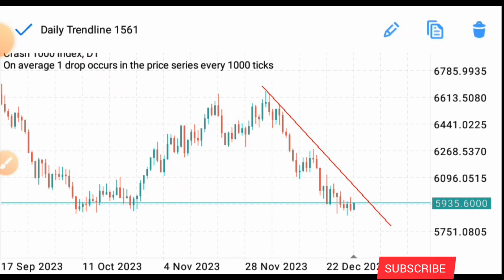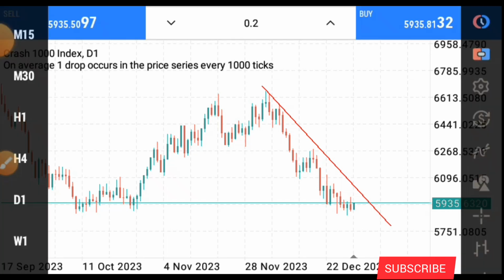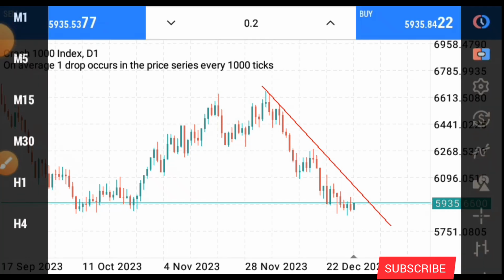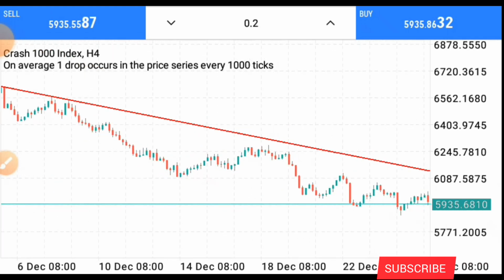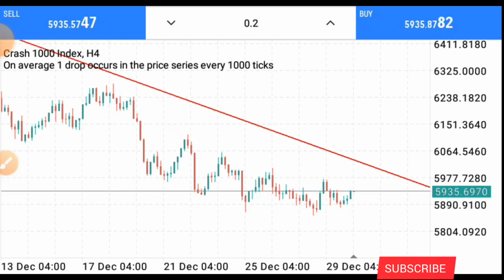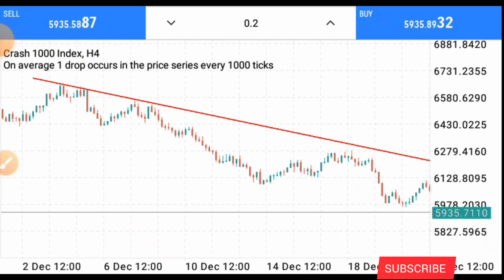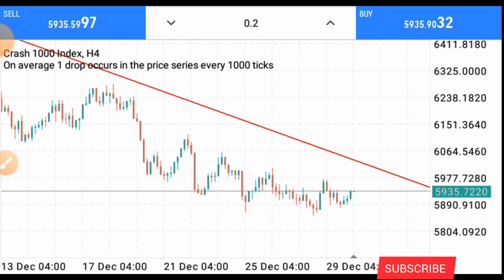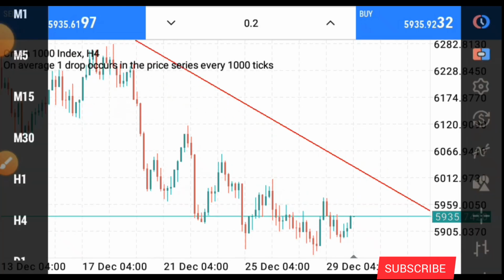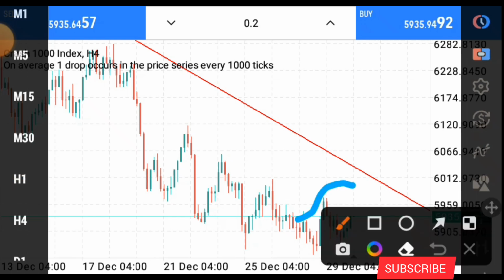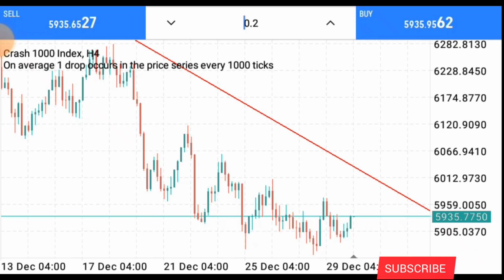After identifying the trend from the daily, I'll go down to the 4 hours to see what is going on down there. So here on the 4-hour time frame, you can see how everything is going perfectly, right? As you can see right now guys, price is very far from the trend line, and it will take time before price gets there.